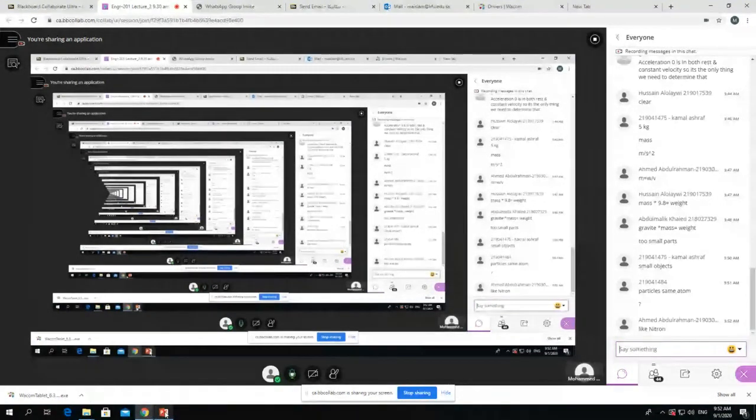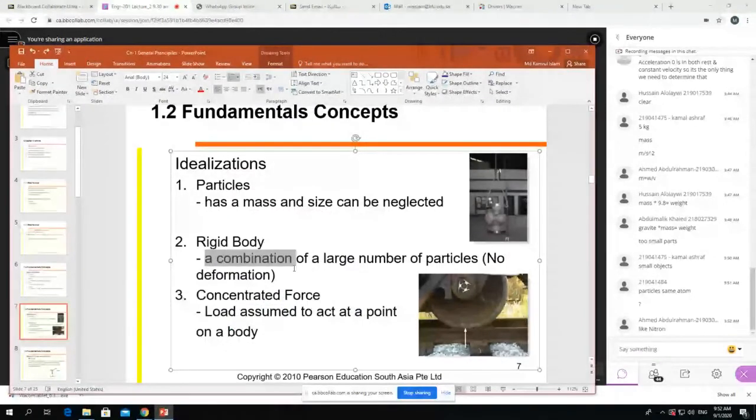Right? We don't need to worry very much. A combination of a large number of particles is called a rigid body, but the condition is there will be no deformation. There will be no deformation. Okay, so we learned particle, and now we learned rigid body.